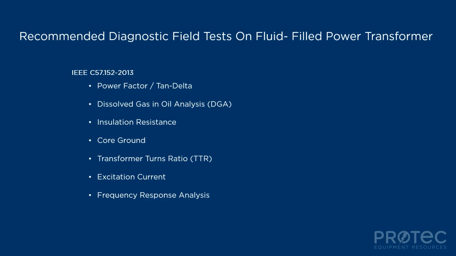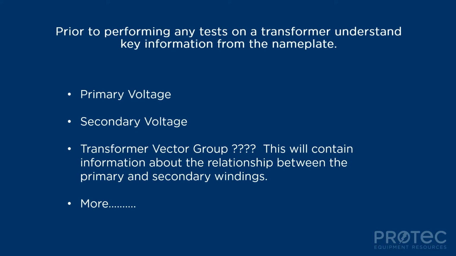And then finally, we want to talk more specifically in our presentation this afternoon about the transformer turns ratio, or a lot of people would just simply abbreviate that to a TTR test. Going on to the next slide, we want to point out that there's an awful lot of information that can be found on the nameplate of a transformer. So before we actually perform any kind of test on a transformer, we'd probably want to gather all the information we could from the nameplate.